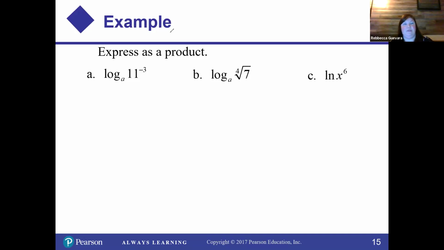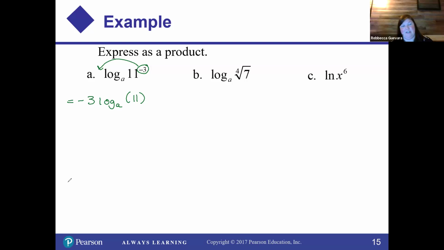So for example, if we wanted to express these as a product, then all we need to do is just pull these exponents out front. So this would just be -3 log base a of 11. We like this power rule a lot because it helps us get rid of exponents, especially if our variable is in the exponent. It makes things a little easier to deal with.